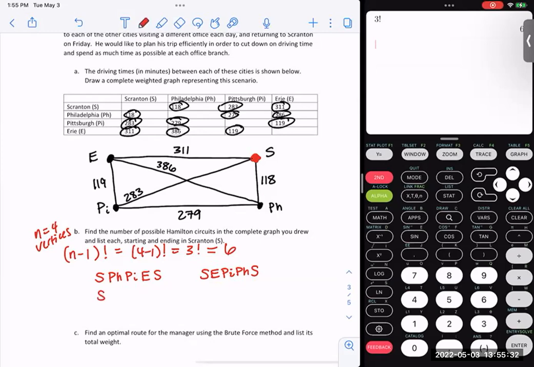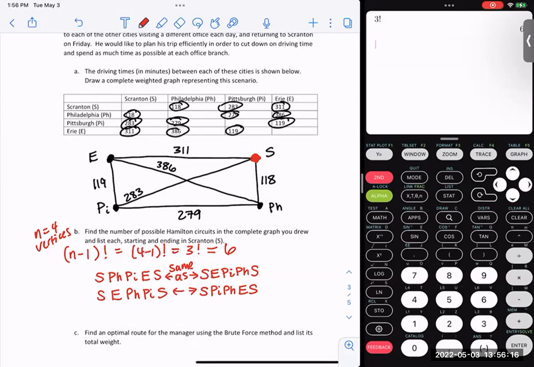Let's see, we're always going to start at Scranton. We could do Scranton to Erie. And then I don't want it to be the same as what I've already got. So I already did Scranton, Erie, Pittsburgh, Philadelphia. So how about Scranton, Erie, Philadelphia, Pittsburgh, and then back to Scranton. So that would be another one. And then another one would just be the same thing, but in reverse order. These 2 are the same. These 2 are the same.